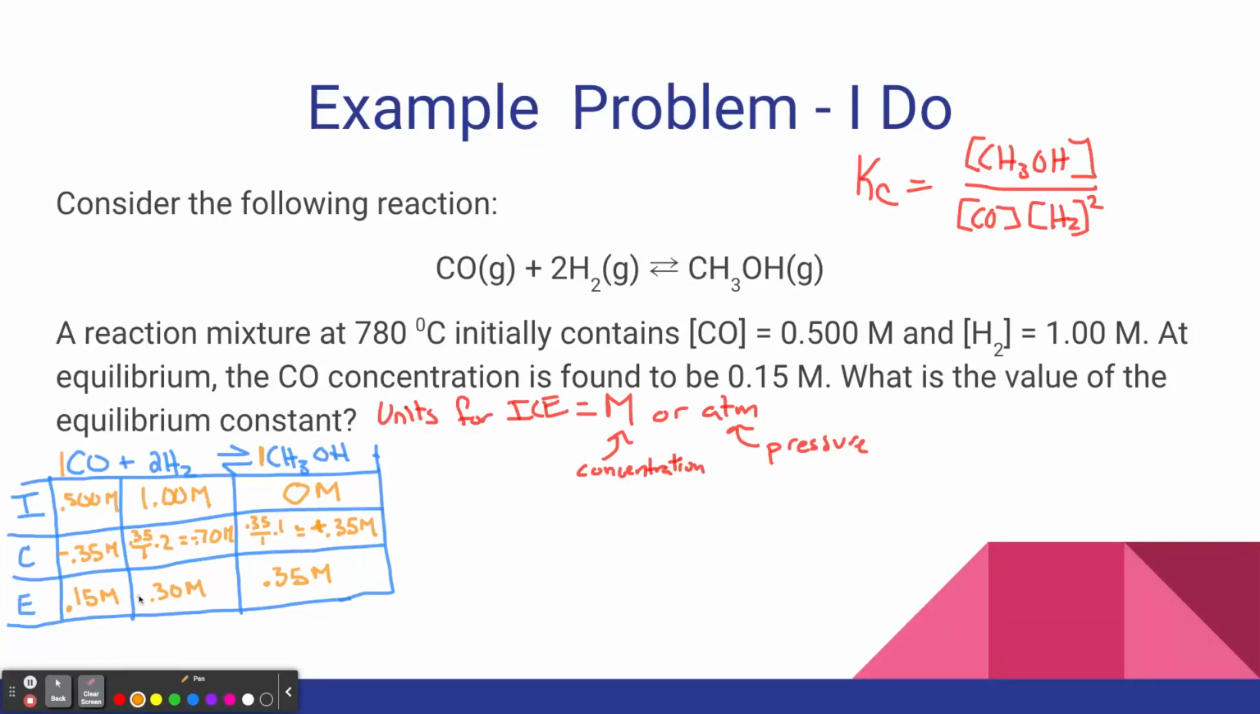Now that I know my equilibrium concentrations, everybody, I can use them to calculate Kc. So Kc is going to equal the concentration of methanol at equilibrium, which is 0.35 molar, over the concentration of carbon monoxide, 0.15 molar, times the concentration of H2, which is 0.30 molar squared.